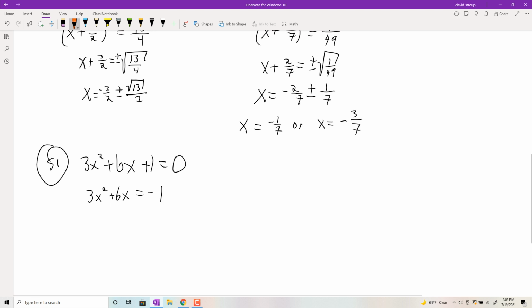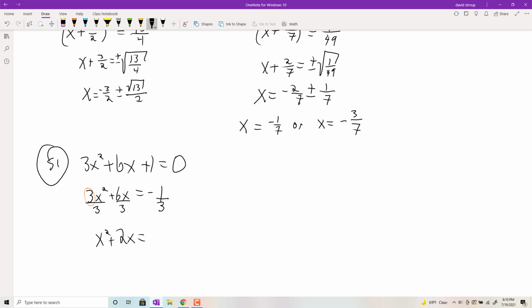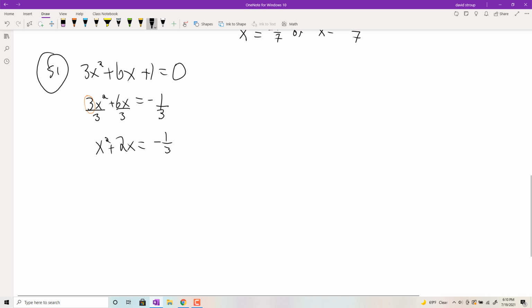And again, what do I need? I need this thing to be a 1. That leading coefficient on the x squared, I need it to be a 1. So what do I do? Multiply both sides by 1/3, which is the same as dividing everything by 3. So you'll have x squared plus 2x equals negative 1/3. And then we can complete the square and all that jazz.